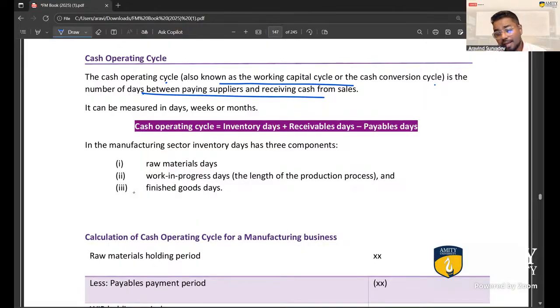See, if you're a manufacturing company, it won't be simply inventory days, guys. You will have three levels of inventory. What are they? Raw materials, your work in progress, and your finished goods. So we have to take that into account.